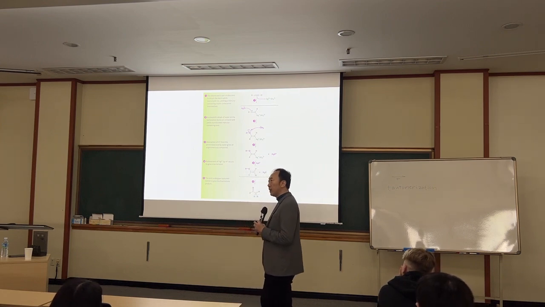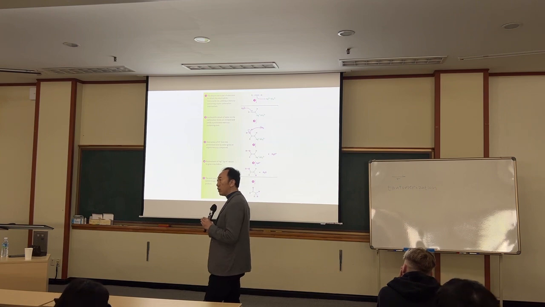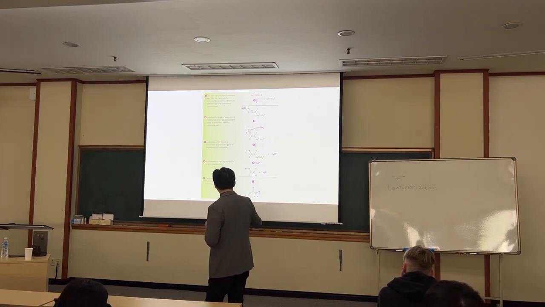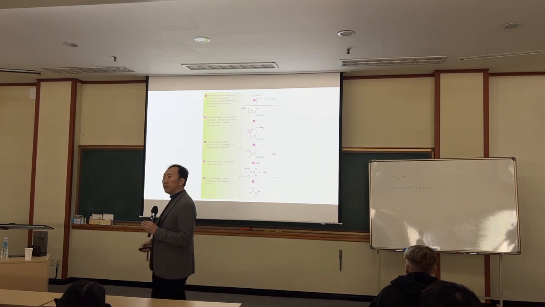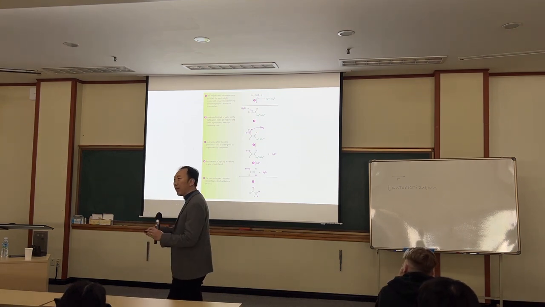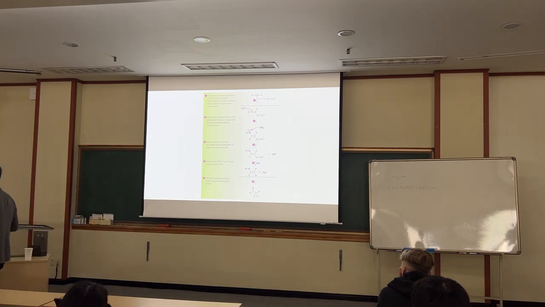In oxymercuration, water and mercury go together. Mercury activates and the water goes in. And we finish the reaction with a reducing agent like sodium borohydride to remove the mercury. Here also, this enol form is formed, and then this can be rearranged quickly to form the ketone. It's almost the same reaction, but instead of acid, we could use mercury ions, oxymercuration.